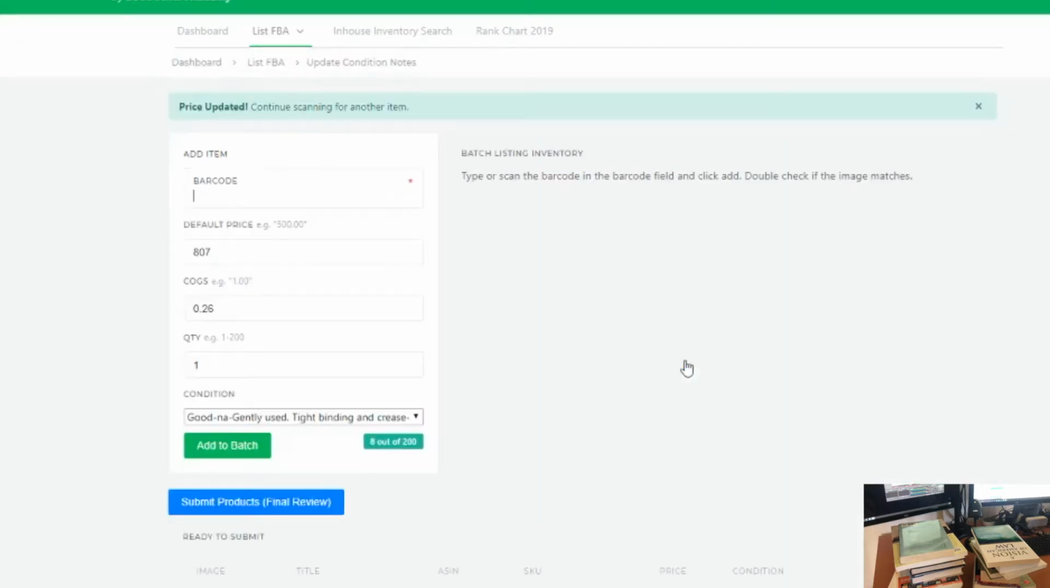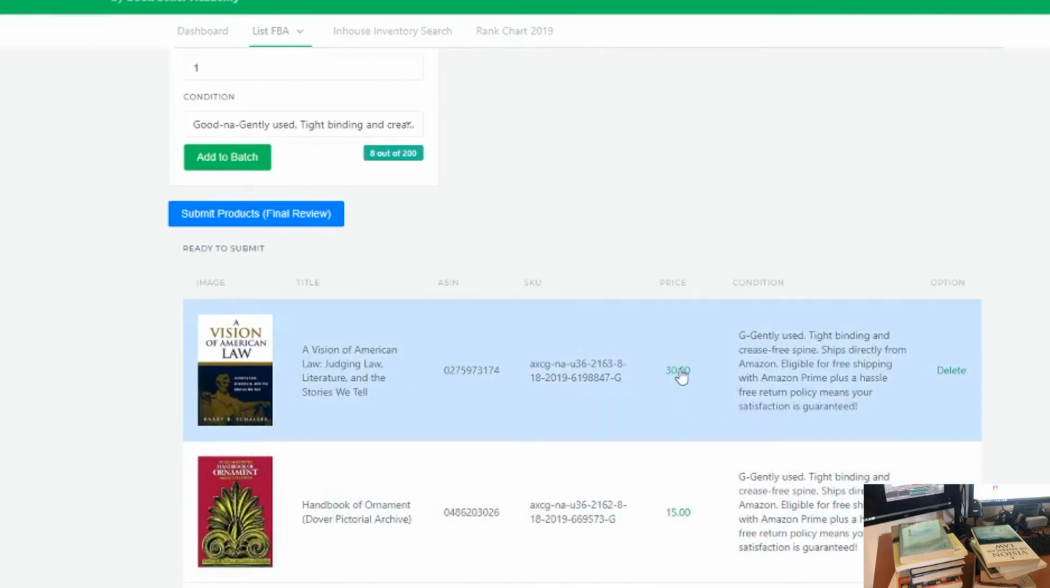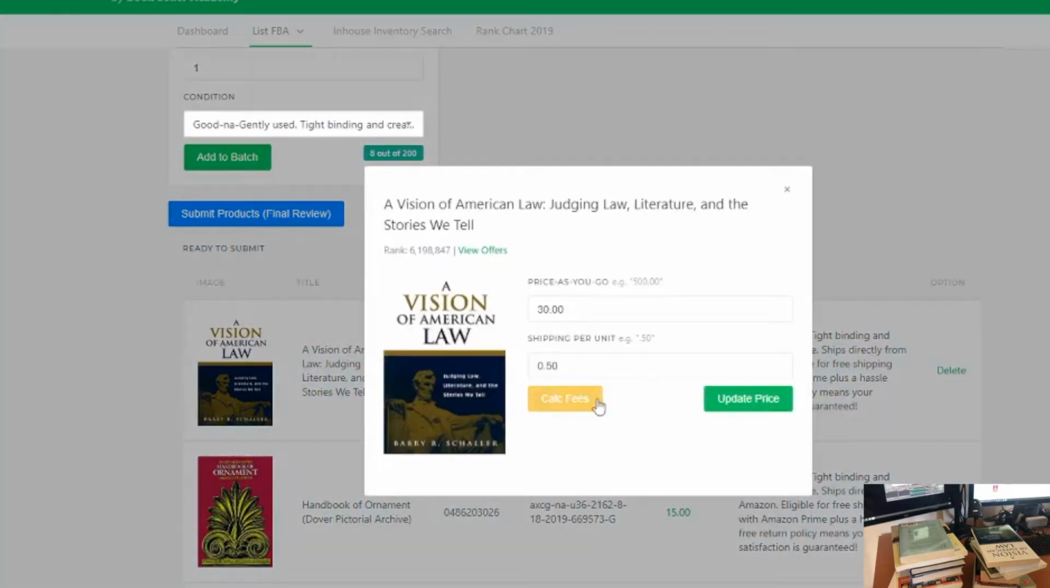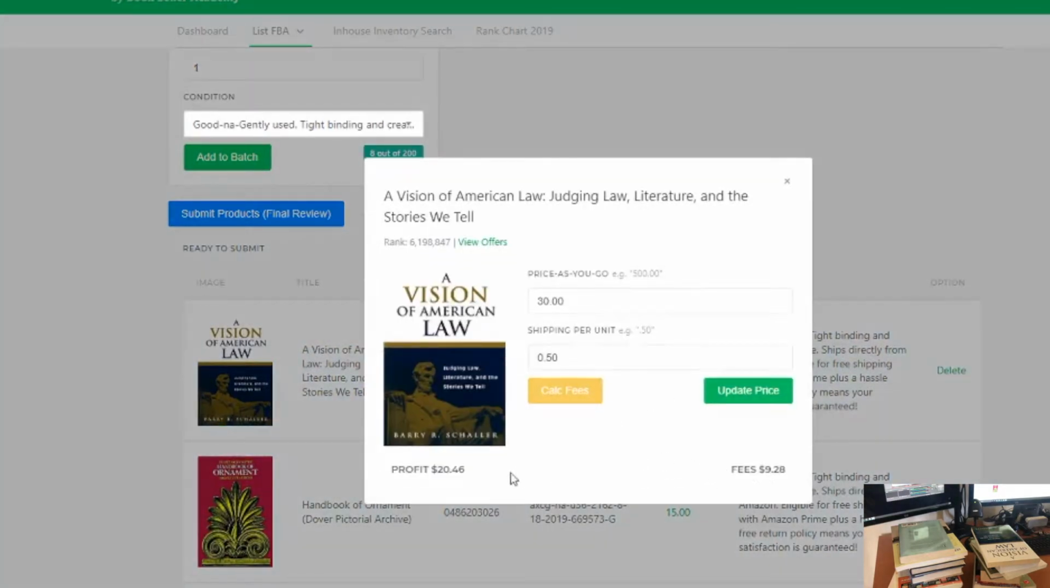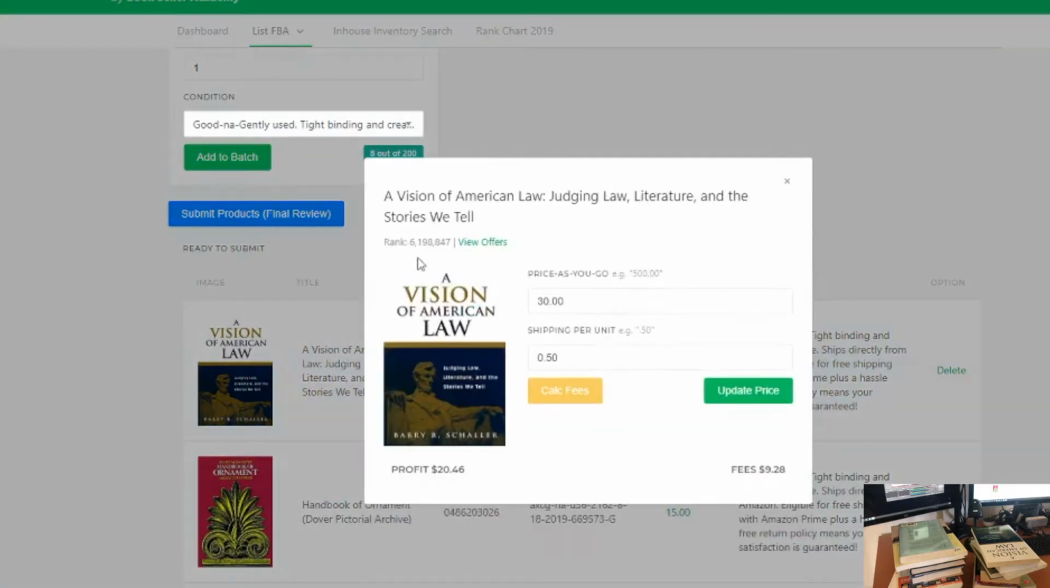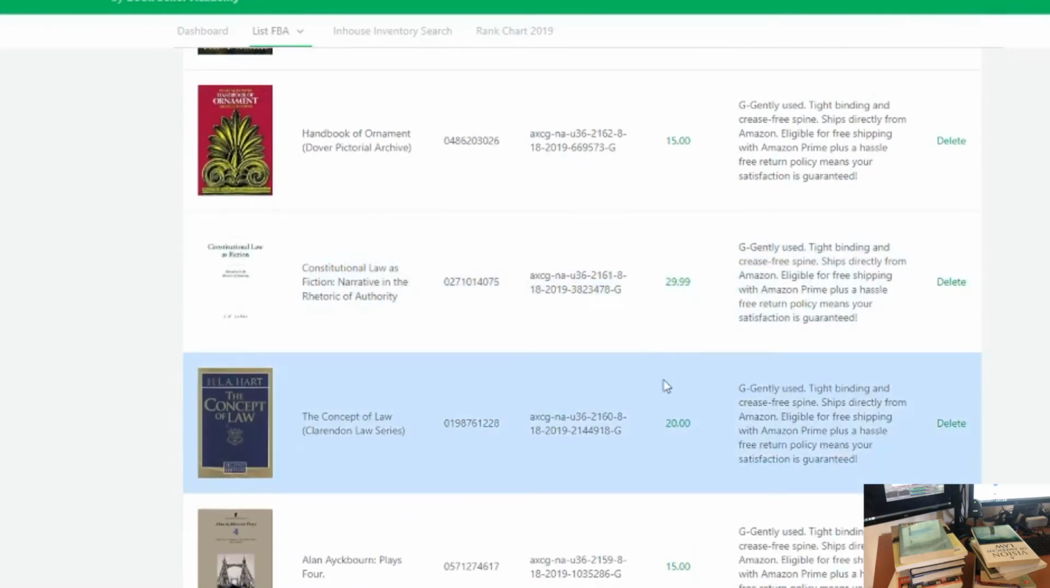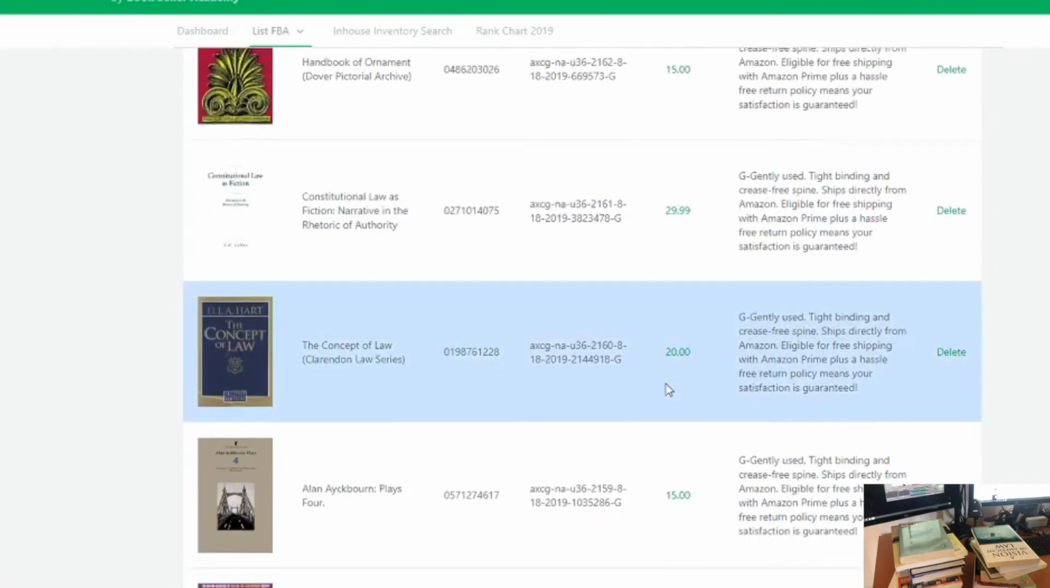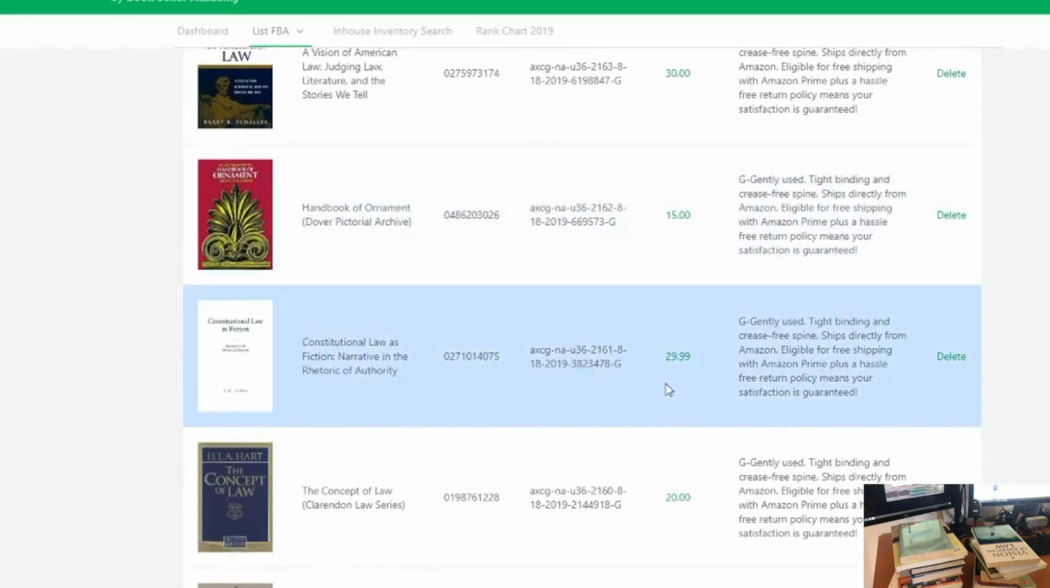set the price. But I just want to make sure, what's the fees on here? Fees $9, still profit $20. I could probably really be more aggressive with this just because the rank is really high. The rank is 6 million. So you can even go back and actually change the prices if you want to change your mind.